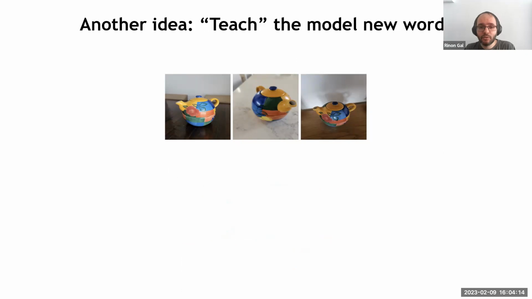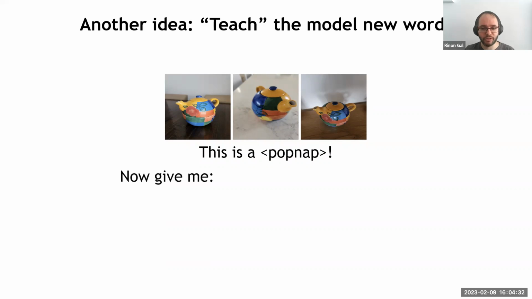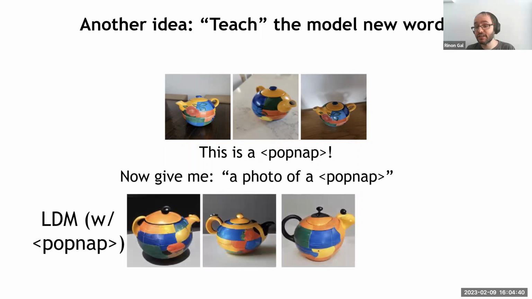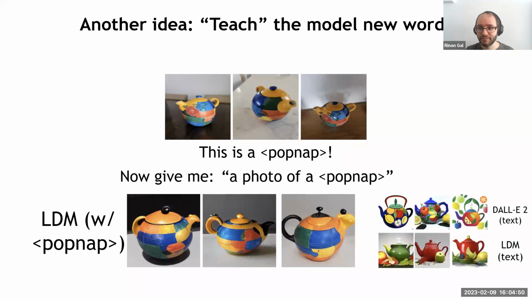What if instead we could teach the model a new word that represents our specific object, right? Say we gave it these few images of the teapot, and we told it, here you go, this thing here, this is a pop nut. And then we could just ask it for new photos of a pop nut. And that's what we're going to learn how to do today. And here's an example of the teapots that we're going to get with this approach. Okay, so it's not perfect, but I hope you agree it's much, much better than what we had before.